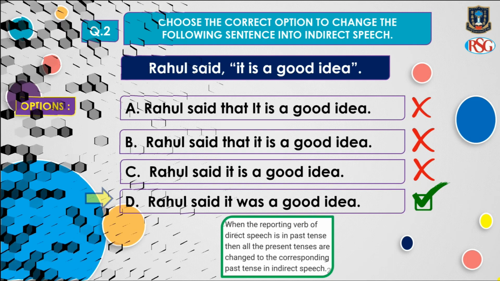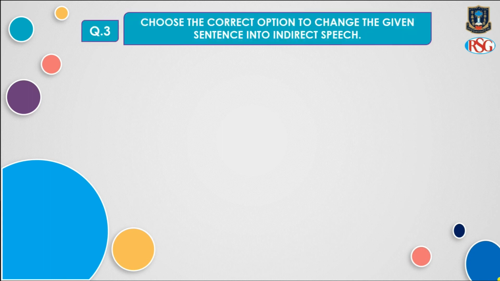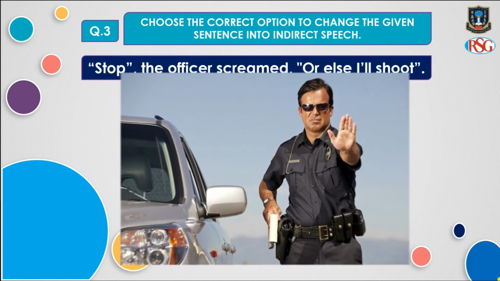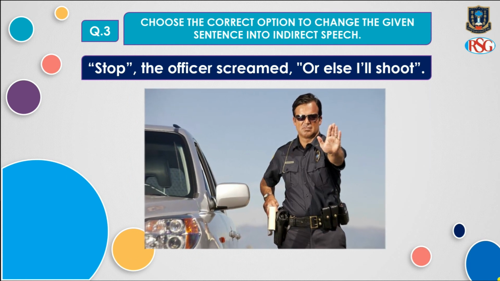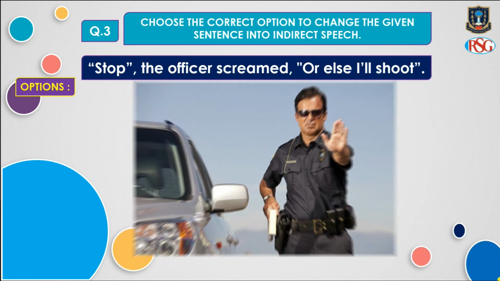Now, let us see question number 3. Question number 3 is also the same. You've got to convert the sentence into what? Indirect speech. And the sentence is, "Stop," the officer screamed, "or else I'll shoot." I'll repeat the question again. "Stop," the officer screamed, "or else I'll shoot." Now you have 4 options here.